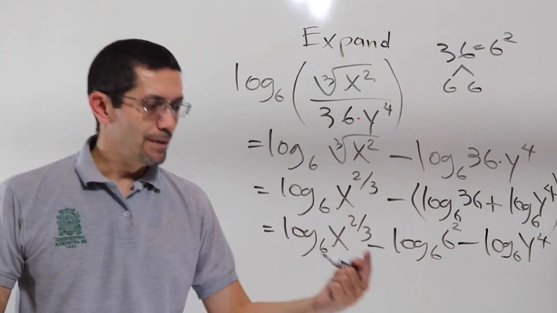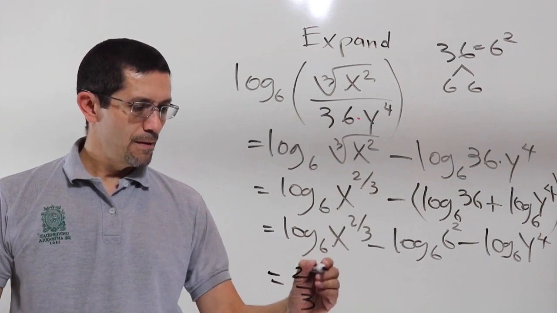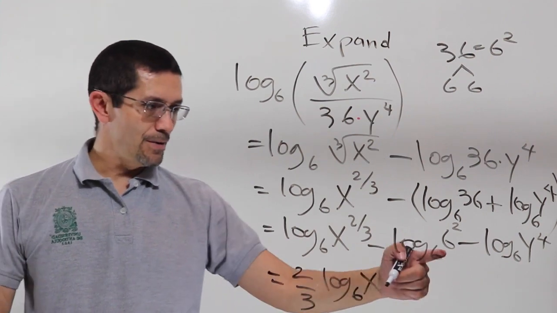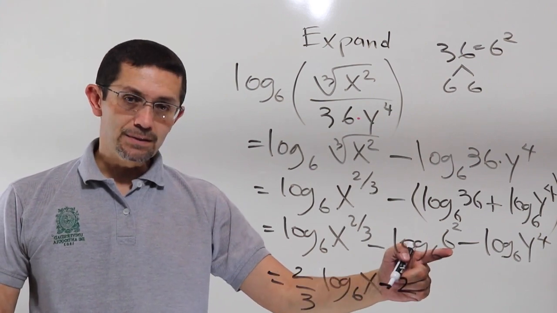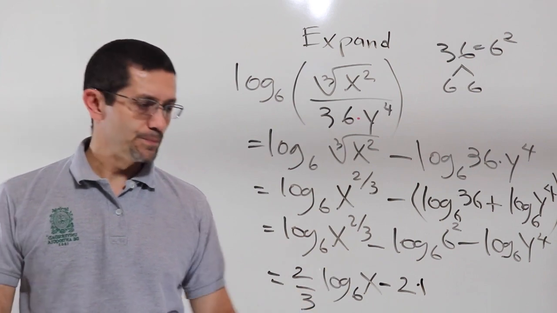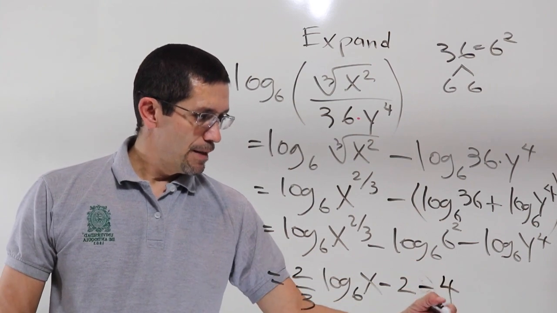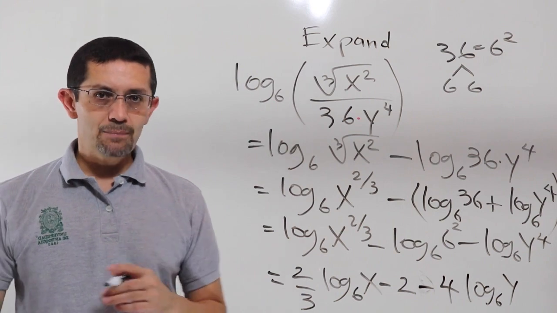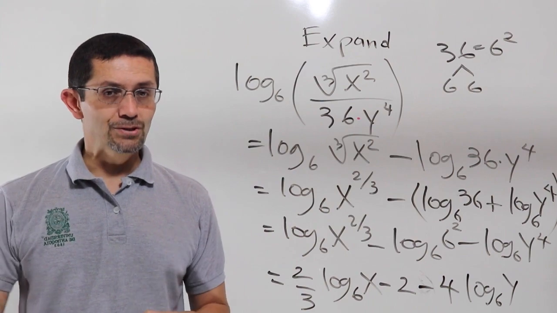My last step, let's bring those exponents in the beginning. So my last step is 2/3 log on base 6 of x. Here, the 2 will come in the beginning, but log base 6 of 6 turns into 1. So it's 2 times 1, which is going to give you 2. Minus, I'll bring the 4, and I have log on base 6 of y. So your last step, every time you're expanding, is to bring the exponents in the beginning of the log function.